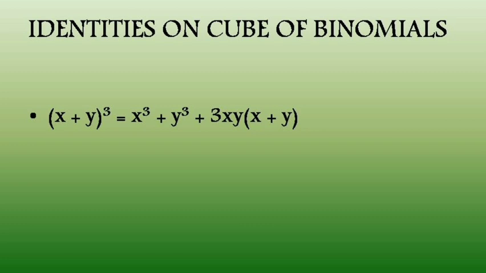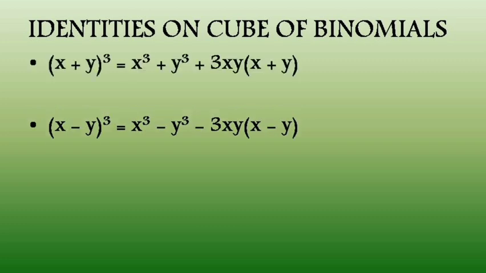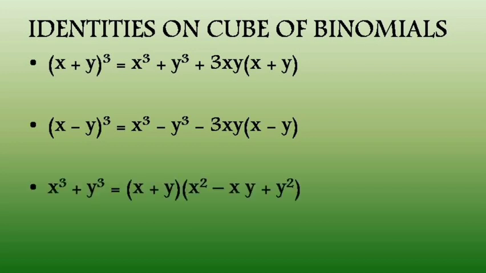Next was x minus y whole cube, which is x cube minus y cube minus 3 times xy into x minus y. Two more we would be learning, which are x cube plus y cube. This would be equal to product of x plus y and x square minus xy plus y square. In fact, this identity is obtained from the topmost identity only. After simplification, we would get this result.